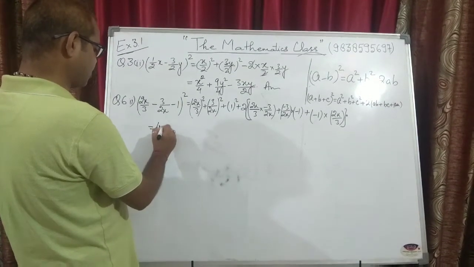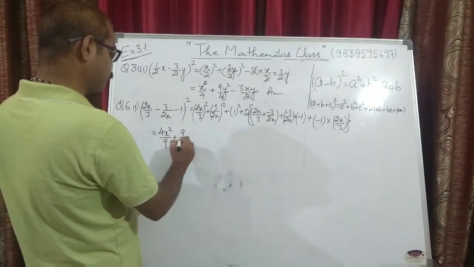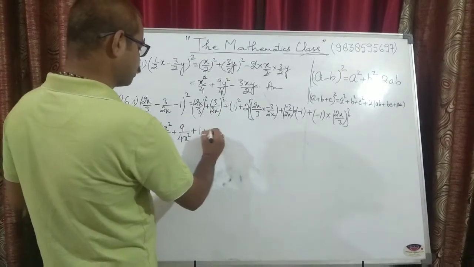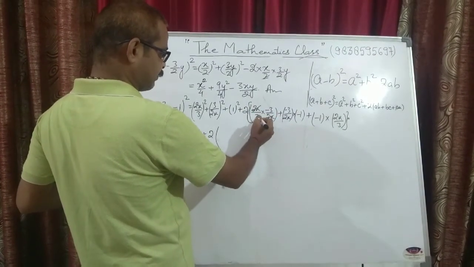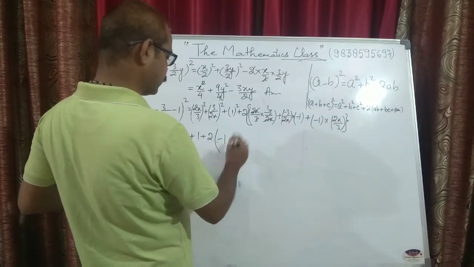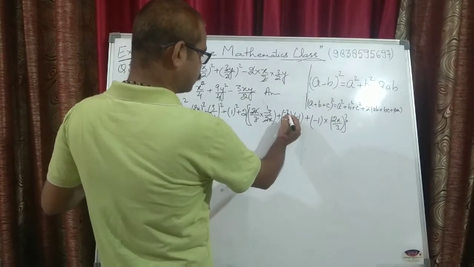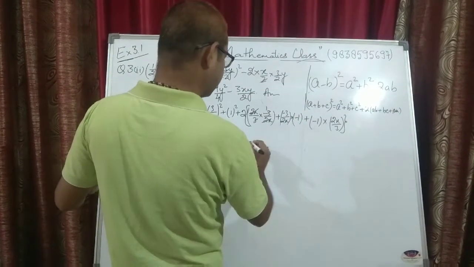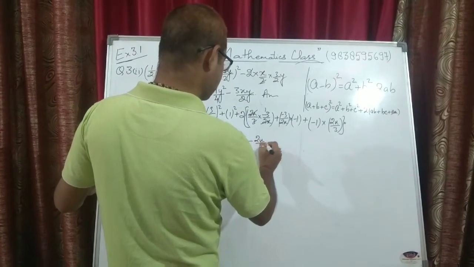Now this is all quite easy. 2x upon 3 whole square is 4x square upon 9, plus 9 upon 4x square, plus 1, that is a square, b square, c square, plus 2 times of. Now when you consider this, this and this will cancel, minus 3 and 3 will cancel, you will get minus 1. So minus 1, then plus 3 upon 2x, since minus and minus will be plus, and plus into minus will be minus 2x upon 3.